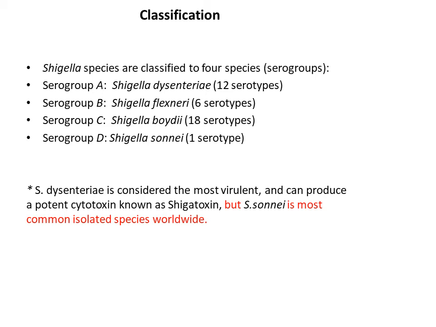Note: Shigella dysenteriae is considered the most virulent and can produce abundant cytotoxin, known as Shiga toxin. But Shigella sonnei is the most commonly isolated species worldwide.